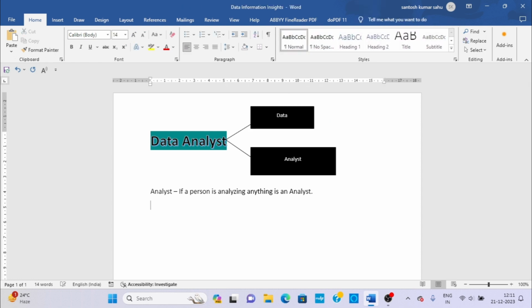Data analyst, as I said, is a combination of two words: one is data, one is analyst. We now understand what is an analyst. Anyone who is analyzing anything is called an analyst. Then coming to data, before going to data, I am trying to explain with an example. Data means each and everything is data. You can say data is everything.